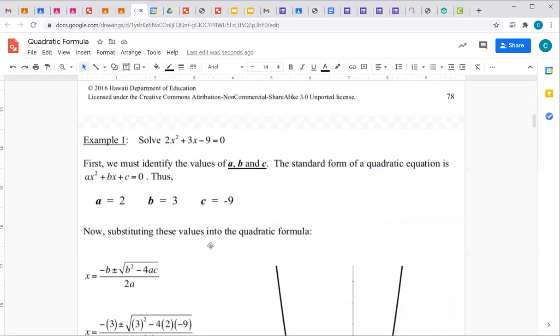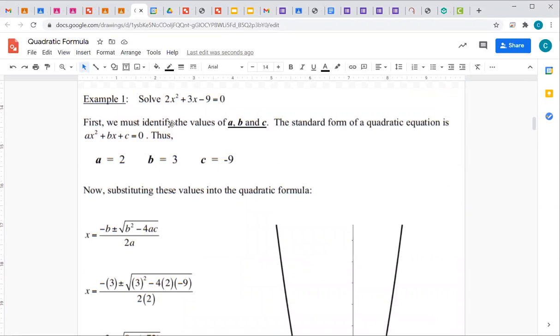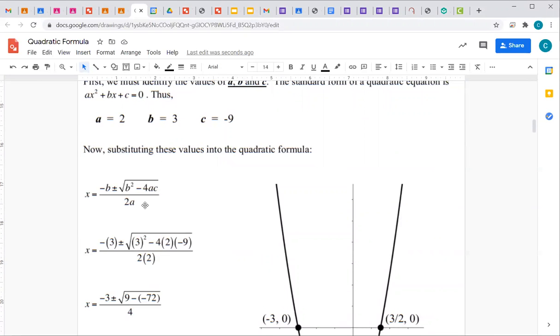The main thing is this example here. Example 1, at the top of the page, we have this quadratic, and we know the a, b, and c values: 2, 3, and negative 9. So then we can use the quadratic formula. For b, we plug in 3. Notice they use parentheses for each one. a is 2, and c is negative 9. So you just plug that in.